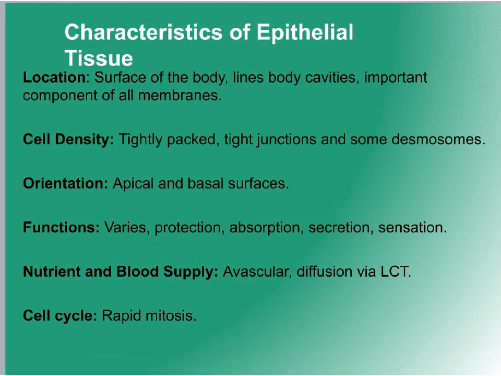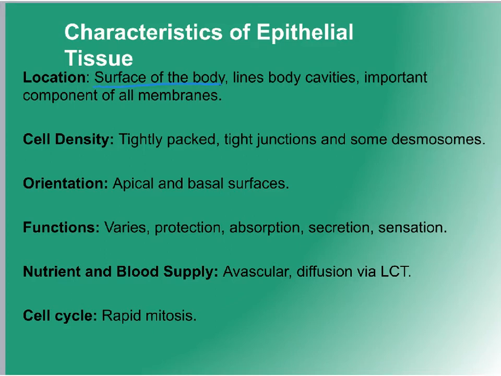So let's start out looking at some of the characteristics of epithelial tissue, just in general. And then as we move into learning about the different types of epithelial tissue, each one will have a very specific structure, function, and location. So just in general, we find epithelial tissues lining the surface of the body. So if you could touch the skin on your arm, for instance, you are touching epithelial tissue.